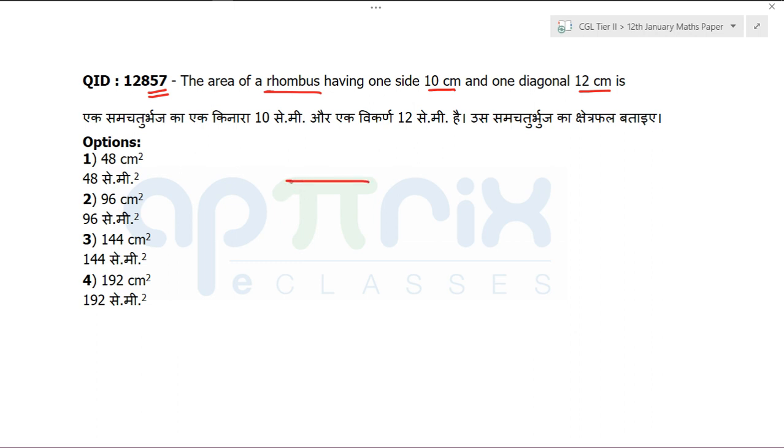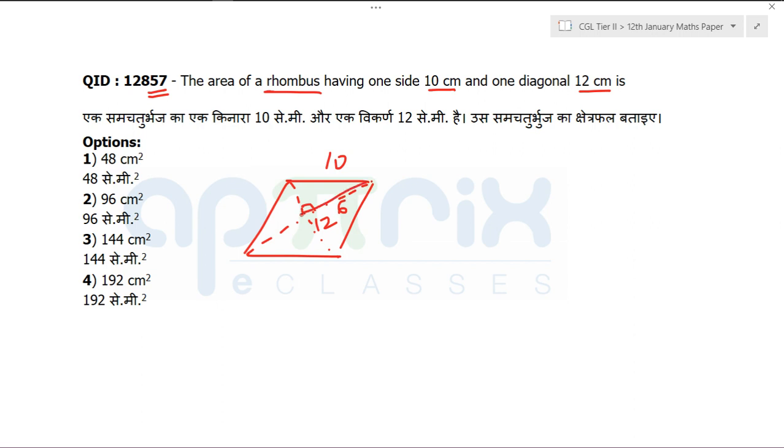Let me draw that rhombus first. So this rhombus is going to look like this. This is 10, and one diagonal has been provided to us, that is equal to 12, right? So this is 12, given. Now what do you have to do? In a rhombus, the diagonals are perpendicular bisectors. So this will be 90 degrees. This particular value will be 6.